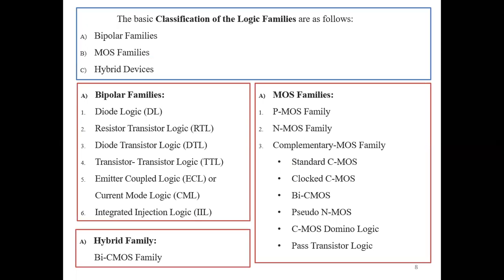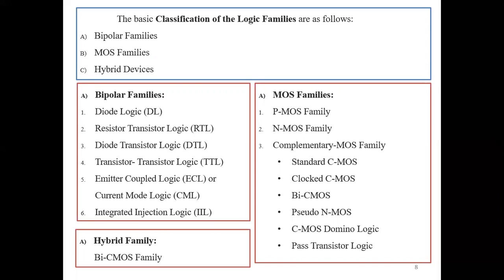This is the classification of the MOS family. The MOS family is classified into PMOS, NMOS, and CMOS. P means P channel MOSFET, N means N channel MOSFET, and C means P and N together, that is CMOS, the complementary MOSFET family. Using MOSFETs, we are going to design AND gate, OR gate, NAND gate, and NOR gate.